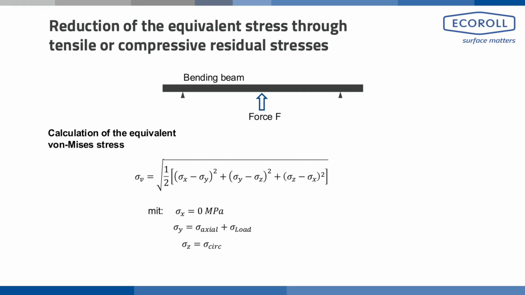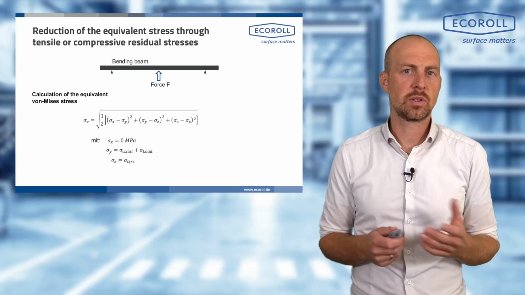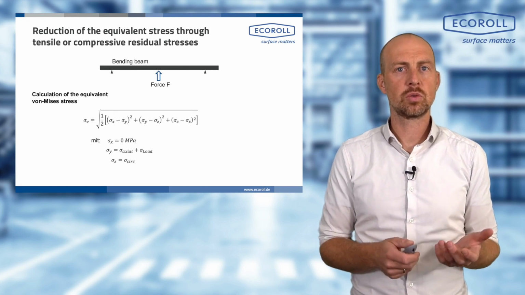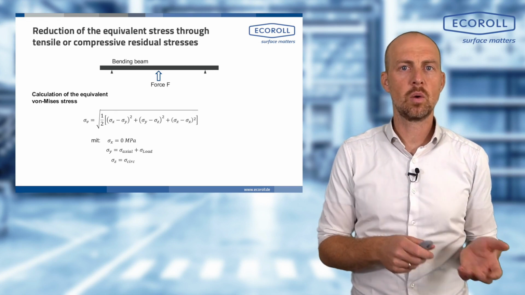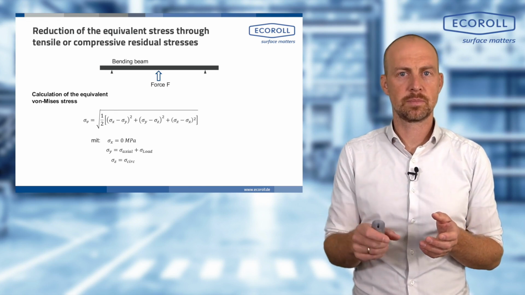For this, I've brought along a bending beam again. Admittedly, the bending beam is of course a uniaxial stress state. But the whole thing would also work if I had a multi-axial stress state. I can easily calculate the equivalent stress for this bending beam by taking the square root of 1.5 times, always sigma x minus sigma y squared, and so on.